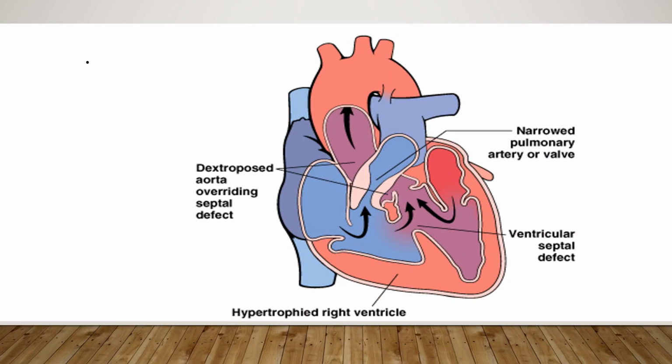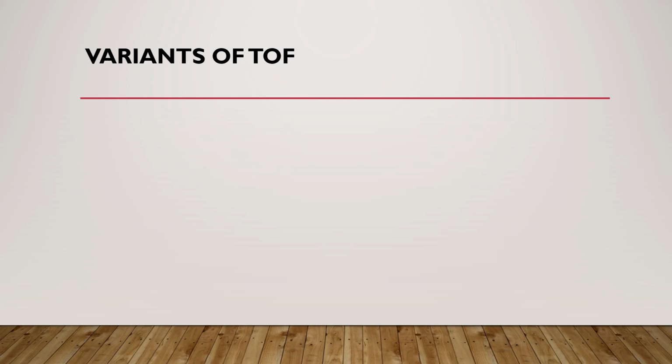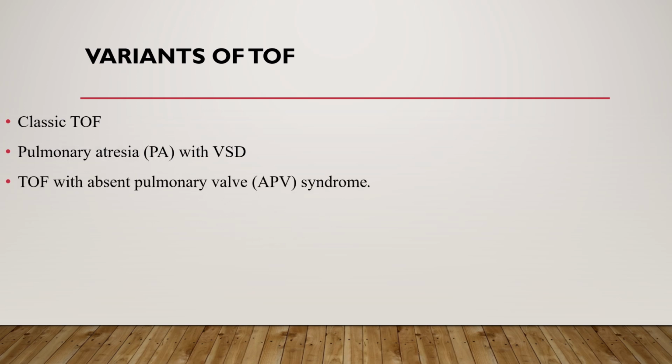This shows the image of a heart having tetralogy of Fallot: narrowed pulmonary artery, ventricular septal defect, hypertrophied right ventricle, and dextroposed aorta, which is overriding the septal defect. There are 3 variants of tetralogy of Fallot: classic tetralogy of Fallot, pulmonary atresia with VSD, and tetralogy of Fallot with absent pulmonary valve syndrome.